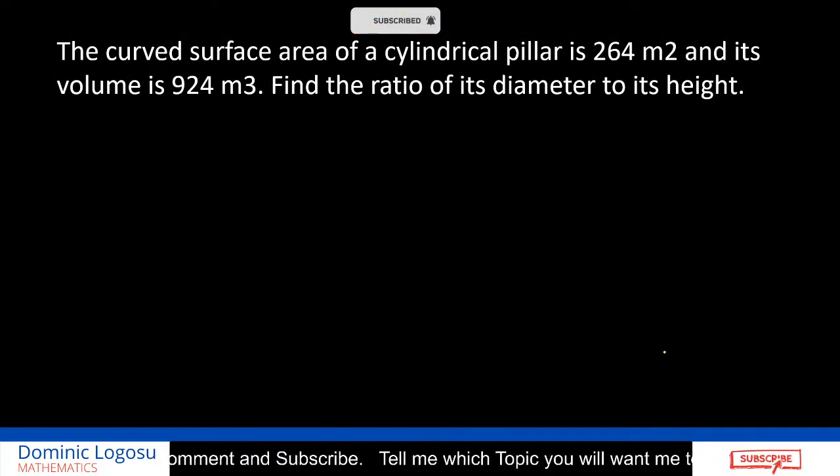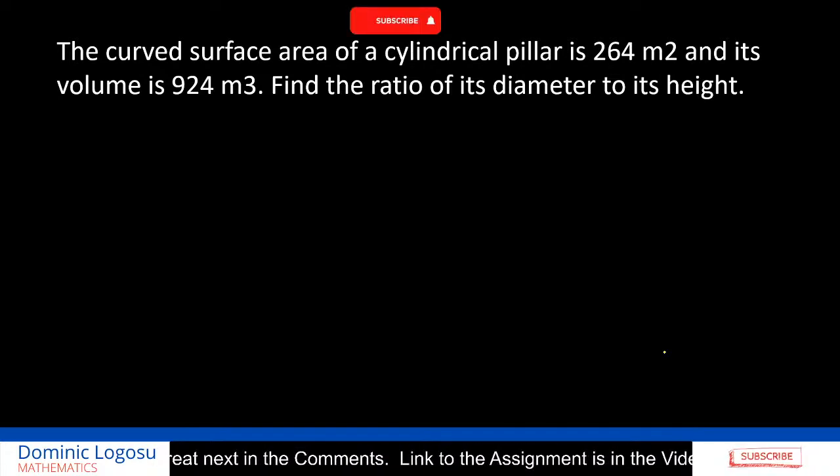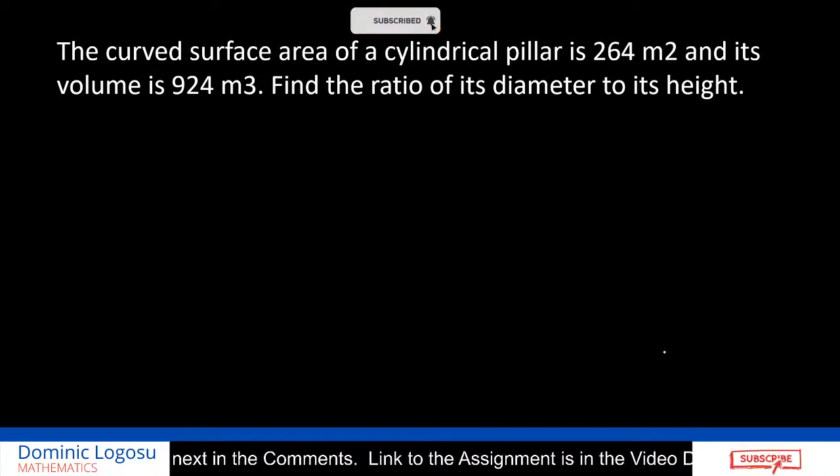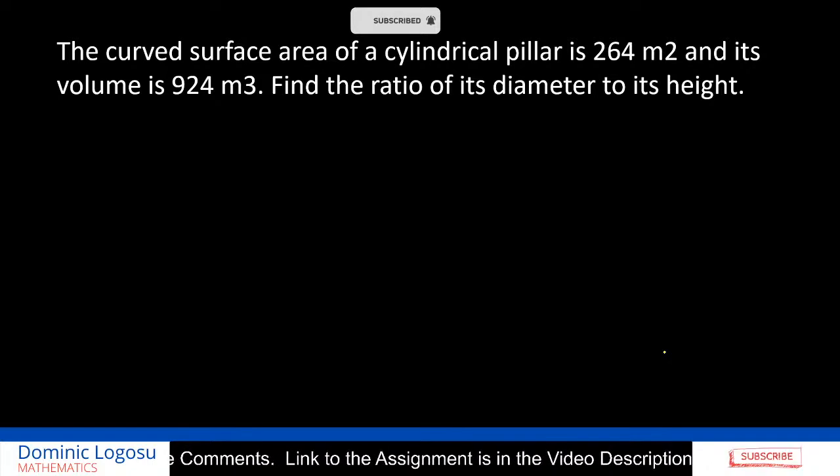The curved surface area of a cylindrical pillar is 264 meter square, and its volume is this. Find the ratio of its diameter to its height. Find the ratio of its diameter to its height.